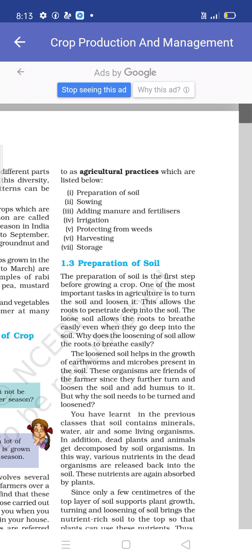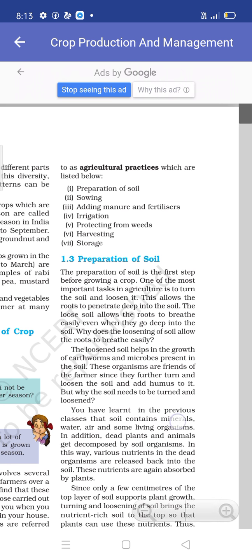Some agricultural practices are listed below. When we grow any crop or seed, first we have to keep in mind the preparation of soil. Second is sowing, third is adding manure and fertilizers, fourth is irrigation, fifth is protecting from weeds, sixth is harvesting, and seventh is storage. First we will discuss them in detail.